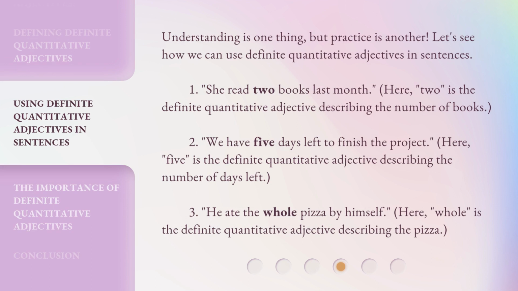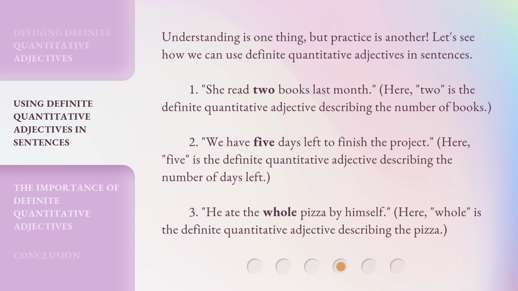Understanding is one thing, but practice is another. Let's see how we can use definite quantitative adjectives in sentences. 1. She read 2 books last month. Here, 2 is the definite quantitative adjective describing the number of books.